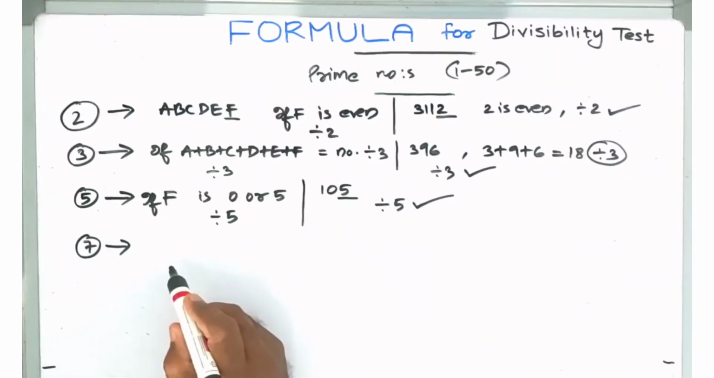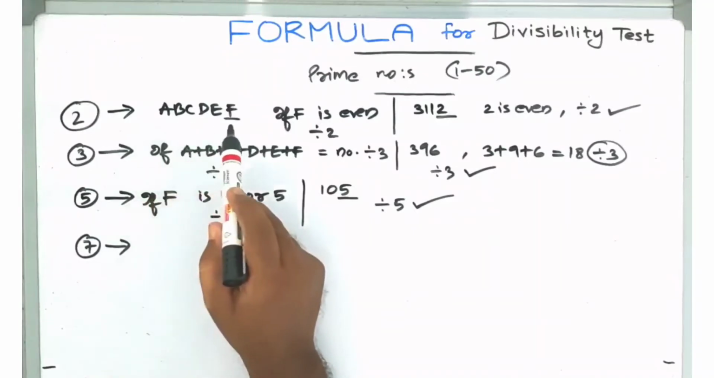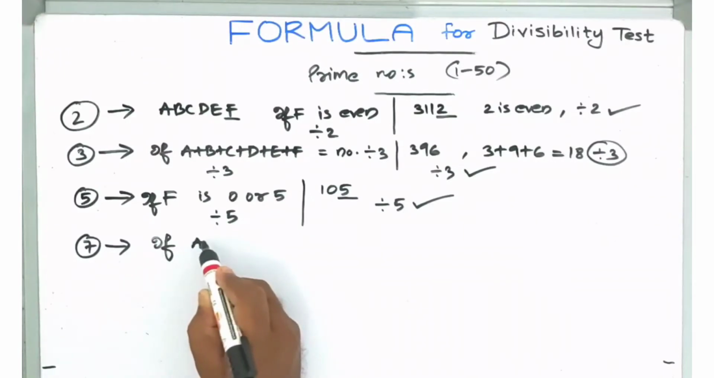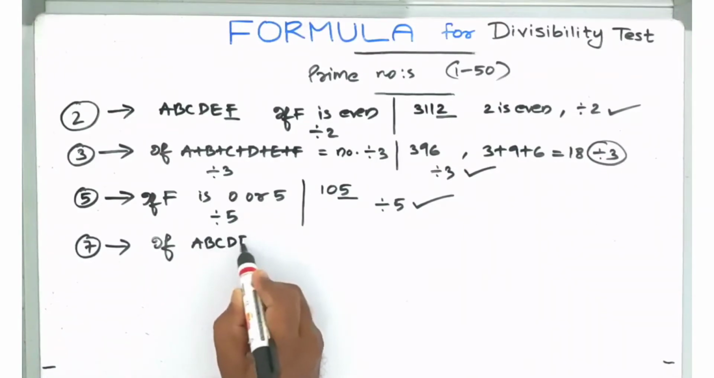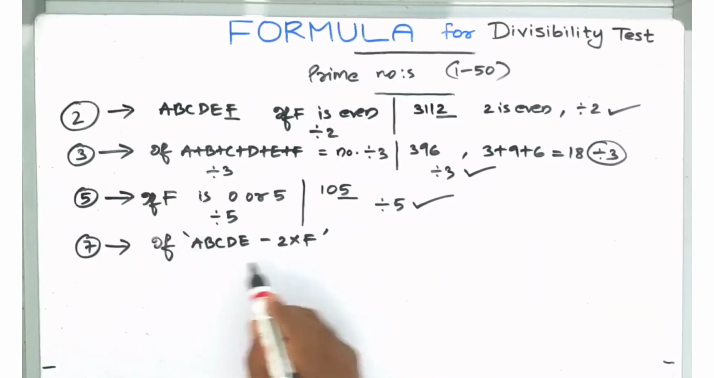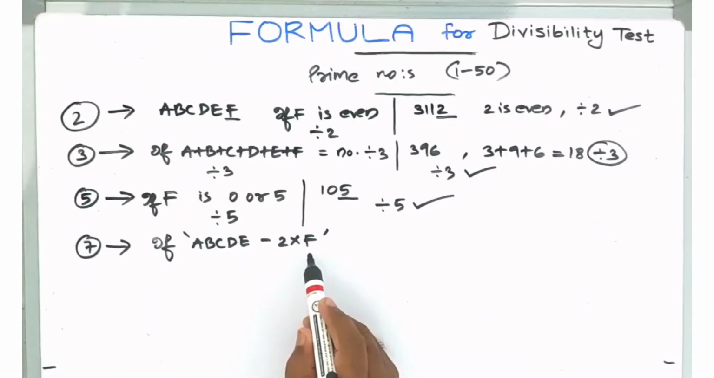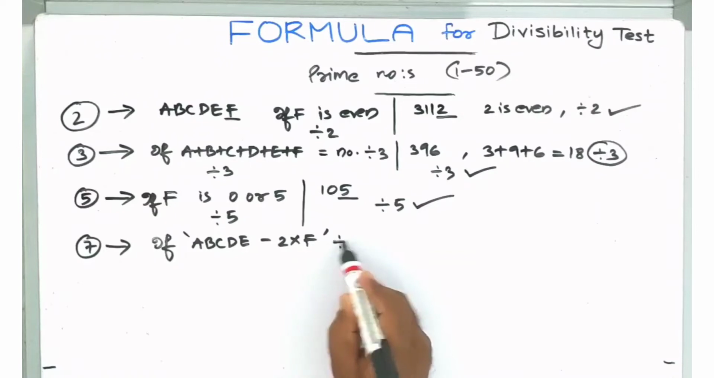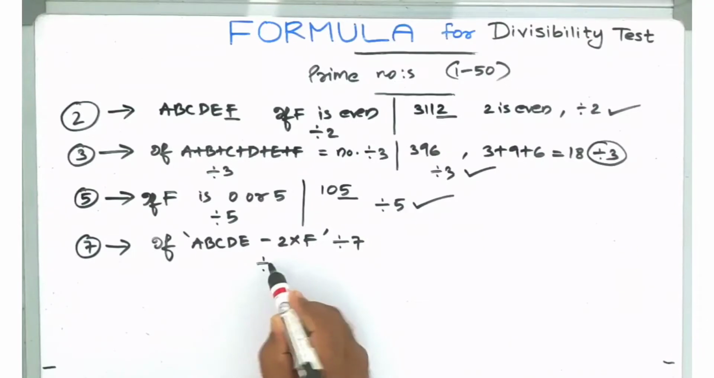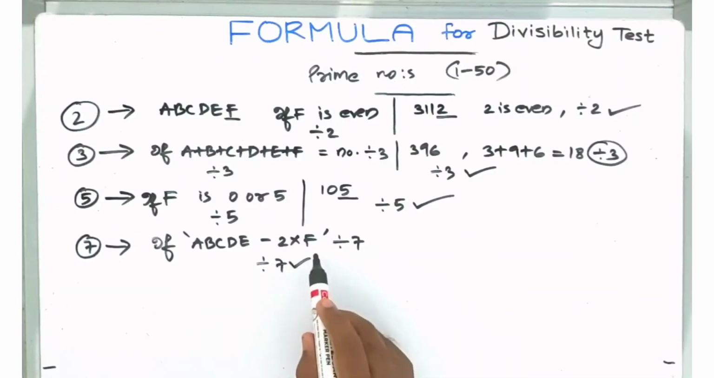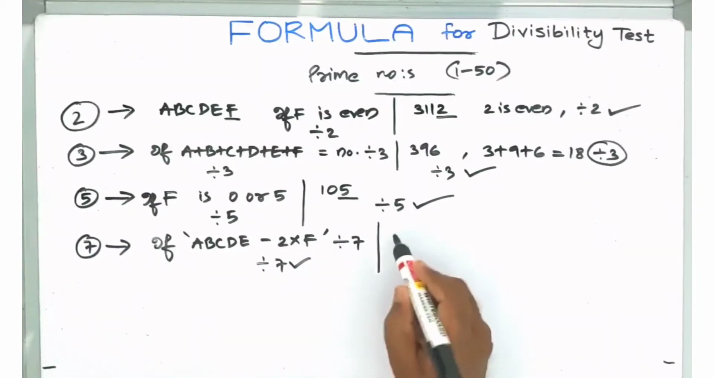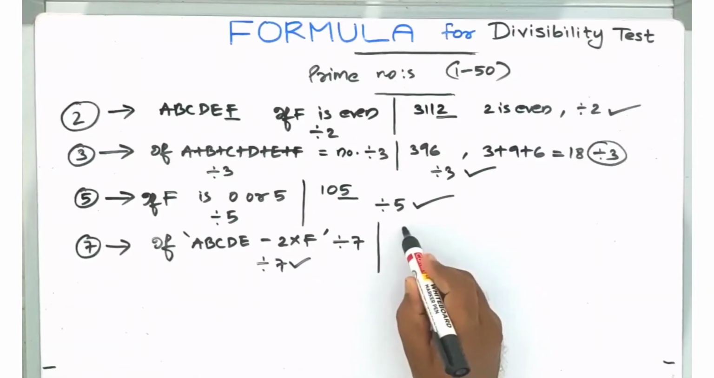In the case of 7, we have to check whether this number is divisible by 7. The rule is, if A, B, C, D, E minus 2 multiplied by F, we will get a number here. Check whether this number is divisible by 7 or not. If it is divisible by 7, then this number is divisible by 7. You have to continue this rule again and again to get the answer. Don't overthink about it.